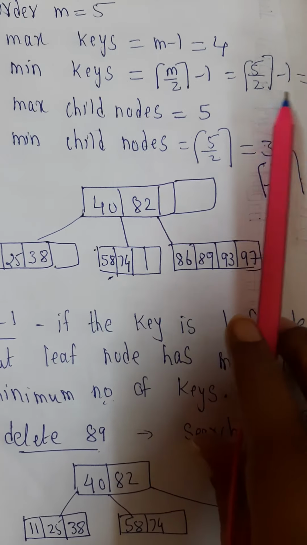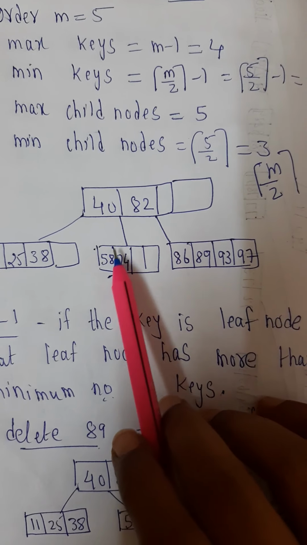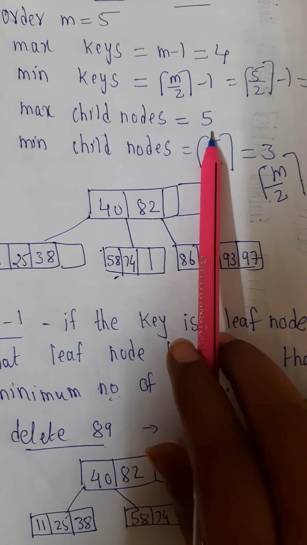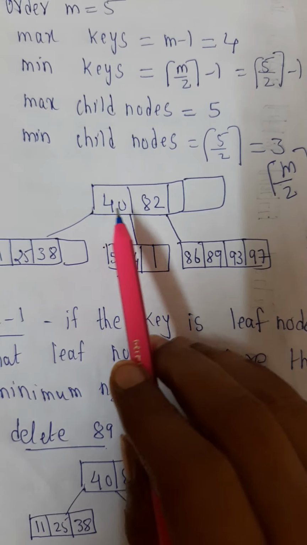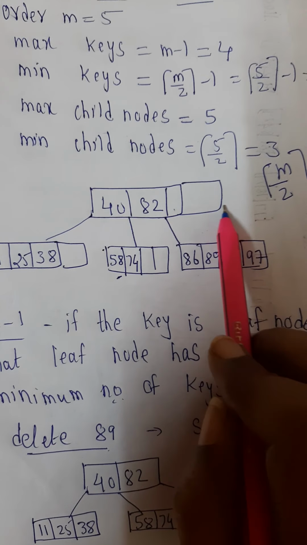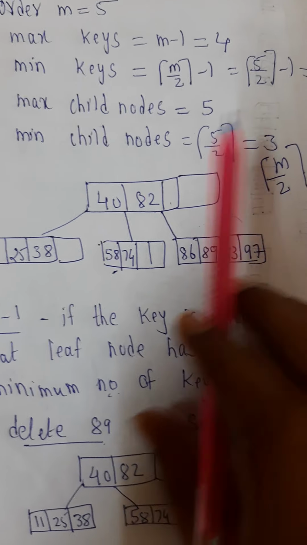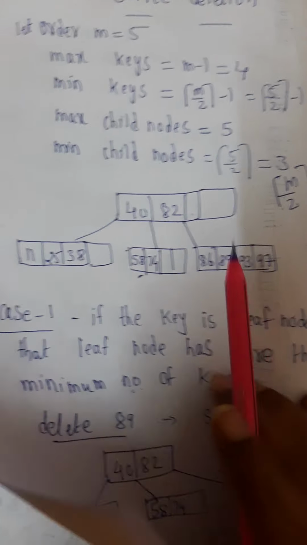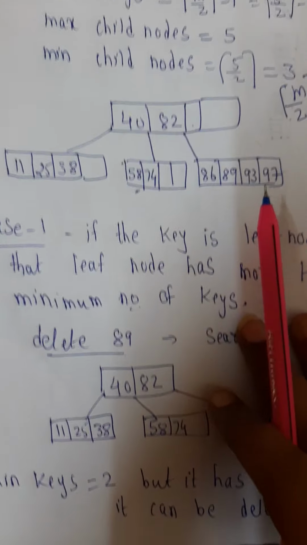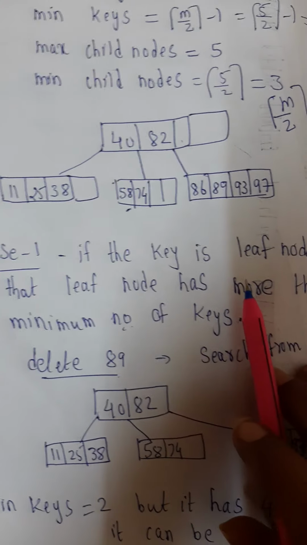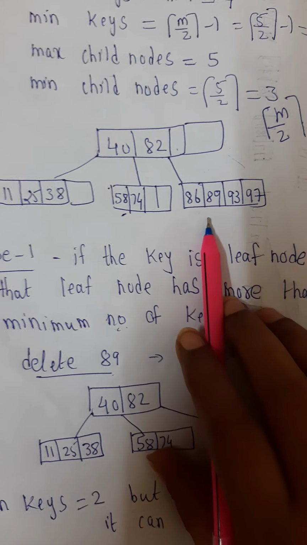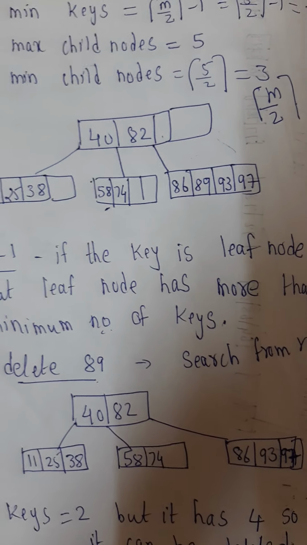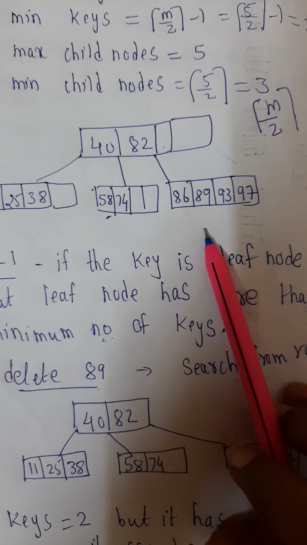The minimum number of keys should be 2, so it should have at least 2 keys at any point of time. The maximum number of child nodes is 5: 1, 2, 3, 4 and 5. The minimum number of child nodes should be 3. These are the properties it should satisfy. Now let us take the different cases. This is one of the examples I have considered, and we will see different examples also.